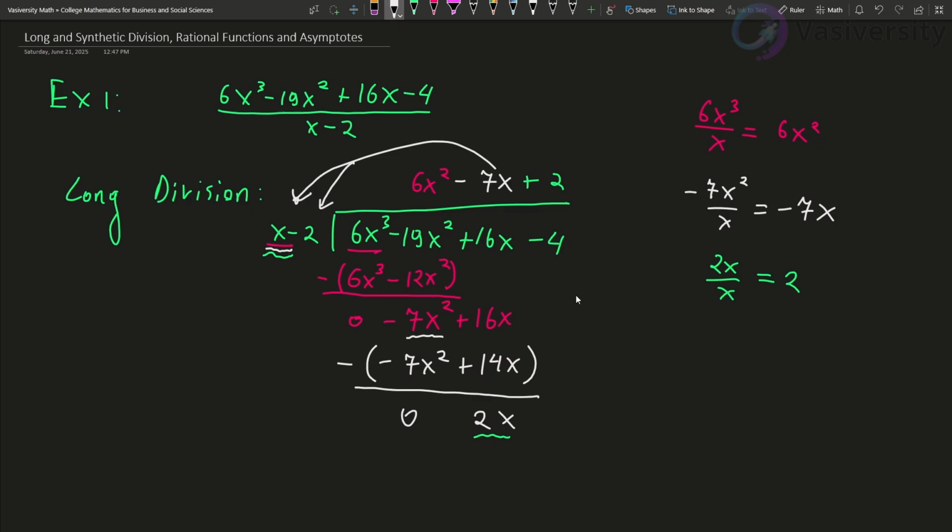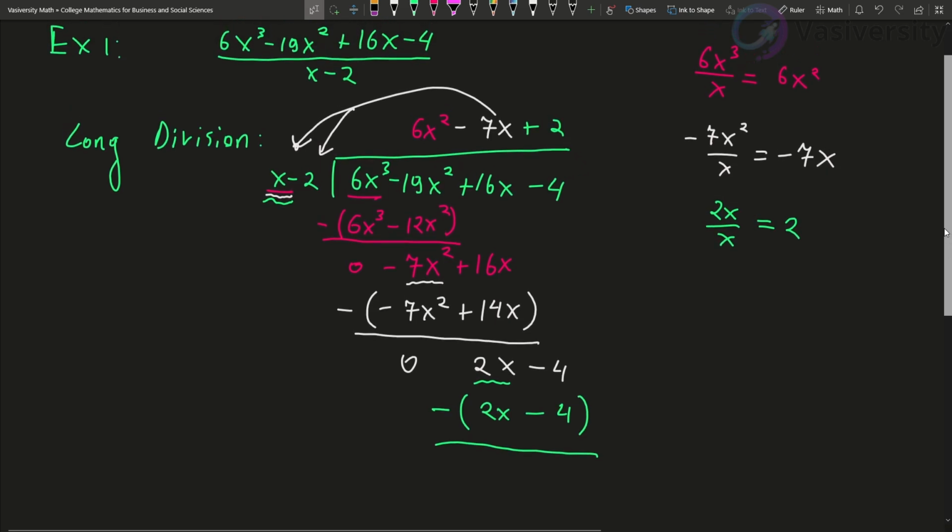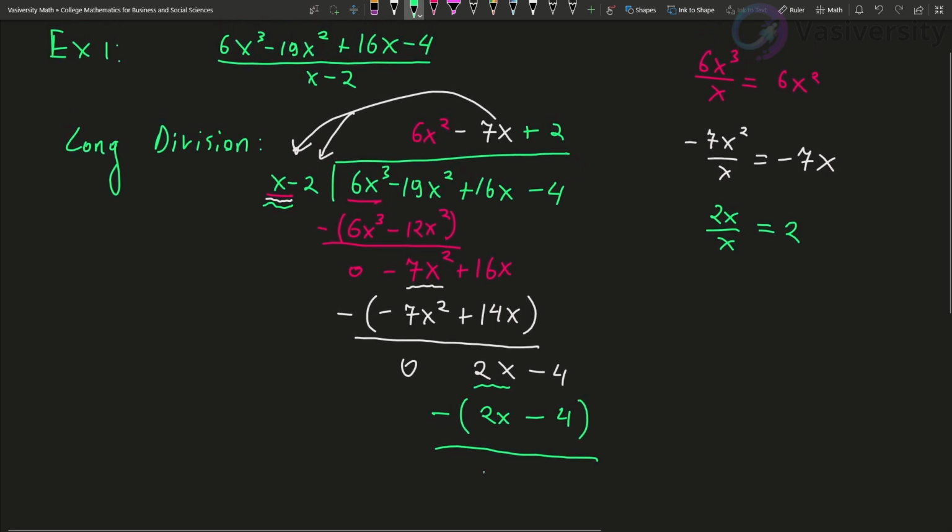Then we take down that negative 4 right over here, and now we use that 2. 2 times x is 2x, and 2 times negative 2 is negative 4. Putting parentheses around and subtracting, 2x minus 2x is 0, and negative 4 minus negative 4, so negative 4 plus 4, is 0. So our remainder here is 0. We perfectly divided the polynomial, which means it is equal to 6x squared minus 7x plus 2.